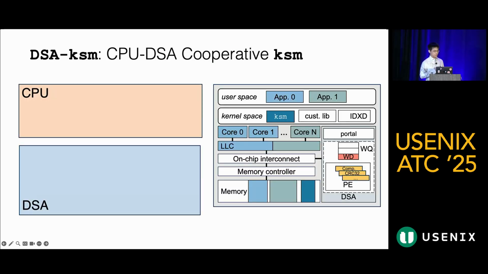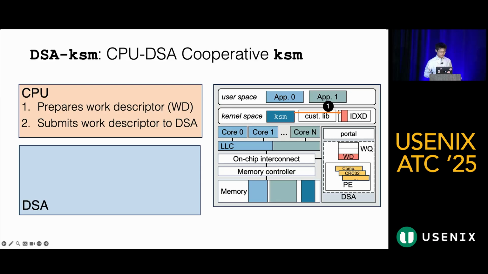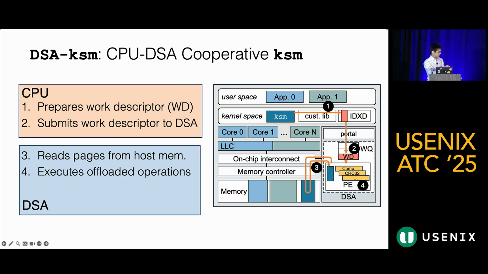First, we implement DSA-ksm. It's a CPU-DSA cooperative design for KSM. It mainly has 5 steps. First, the CPU prepares the work descriptor, which includes the addresses of pages and the operations we want to offload. Second, the host CPU submits the work descriptor to the DSA side. Upon receiving the descriptor, DSA reads the pages from host memory based on the addresses in the work descriptor, executes the offloaded operations in the processing element, the PE here, and finally DSA returns the results, for example the compare result or checksum result, back to the CPU side.